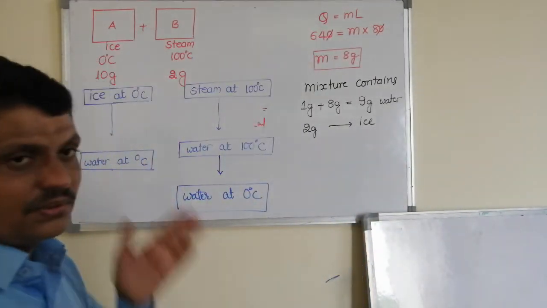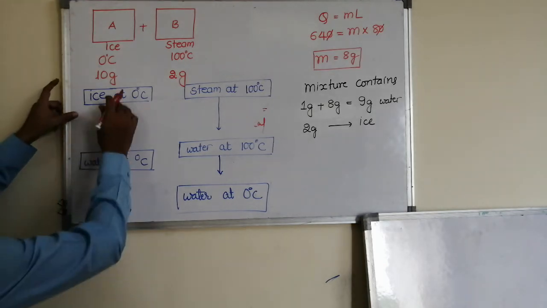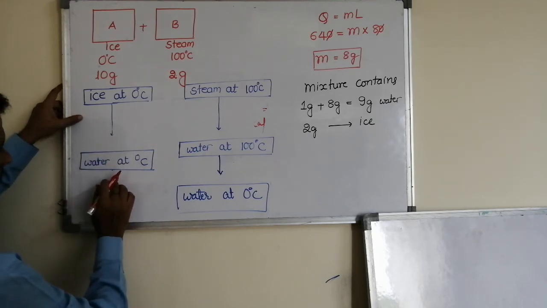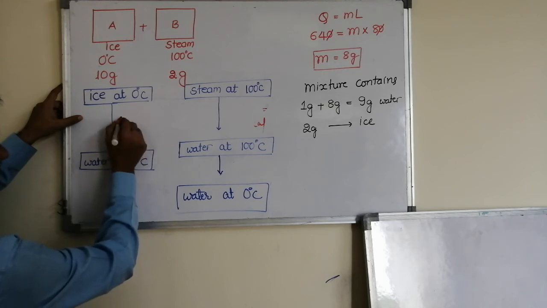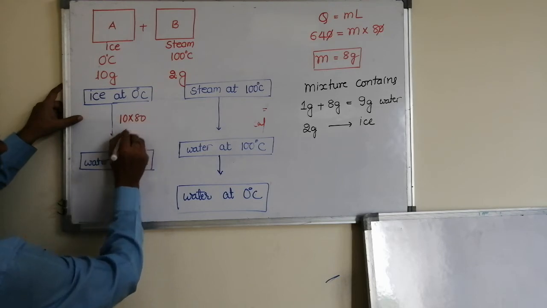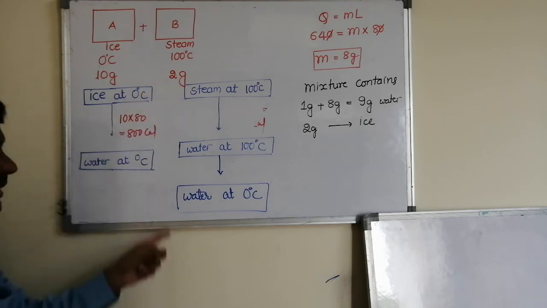For that also we have to bring both the bodies to a single state. First, ice at 0 degree to water at 0. As you know, change of state means m into L. M is 10, L is 80, so 800 calorie. Simultaneously do it.